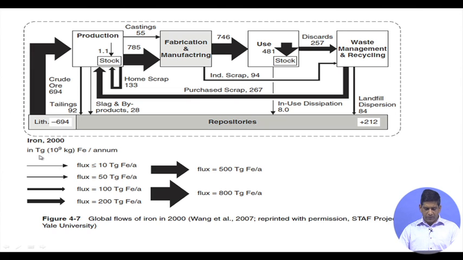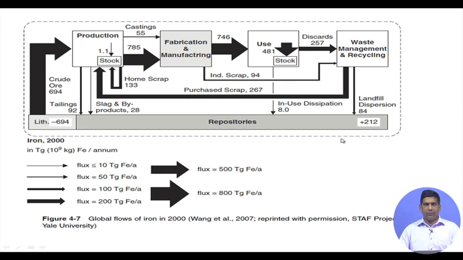So in 2000, in 10 to the power of 9 kg, if you look at that particular unit, you see lots of arrows in this picture, and at the bottom you can see the legend which tells you which arrow means what. So the thinner the arrow, the lower the flux. The thinnest one is less than 10 to the power of 10, like a teragram per annum. Then a little bit thicker, 50, then 100, 200, 500, 800, and based on that you see the bars over there.